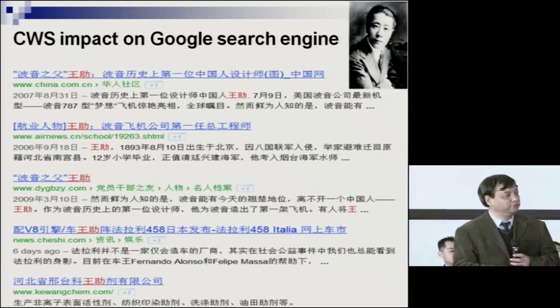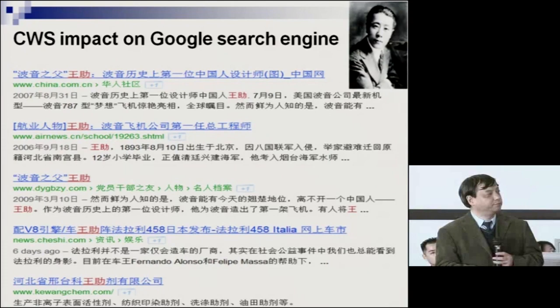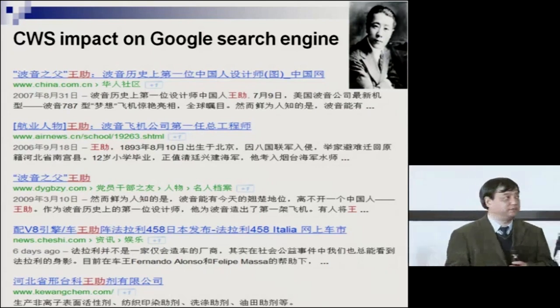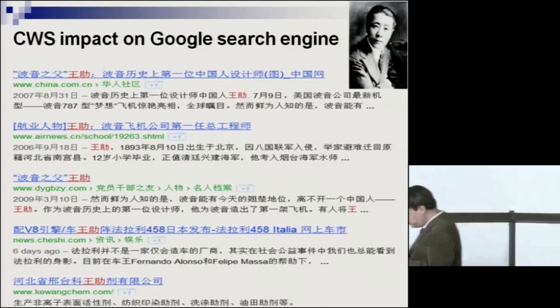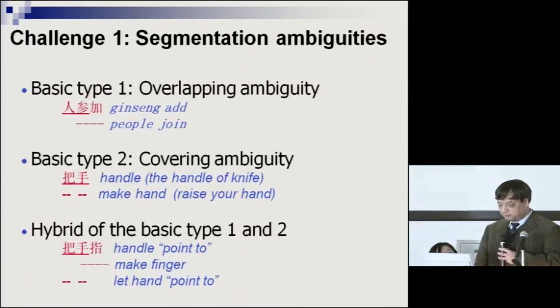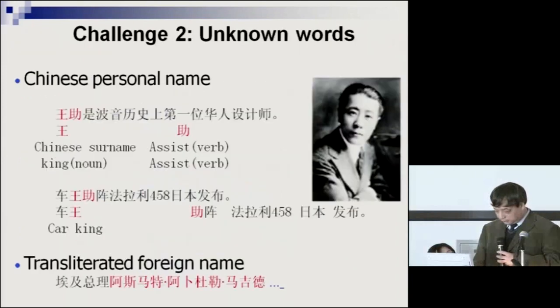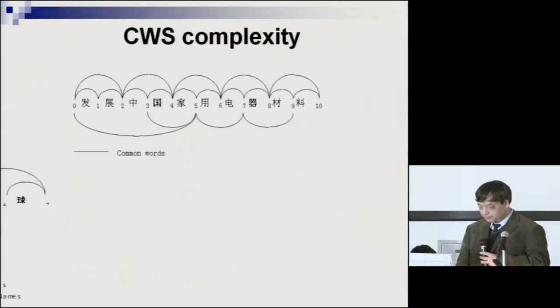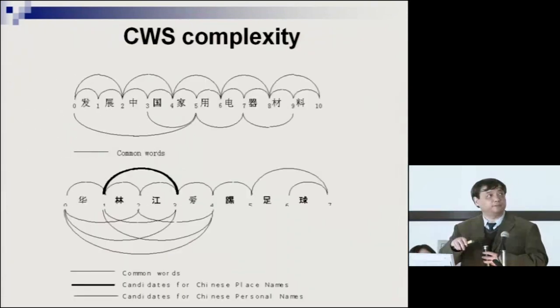If you cannot identify a person in the sentence properly, there is a lot of challenge. I will skip this. We have segmentation ambiguity, and we have a lot of unknown words. The combination of these two factors can be very complex, so that for a sentence composed of 17 characters, you may have over 70 possible segmentation paths. Very complicated.